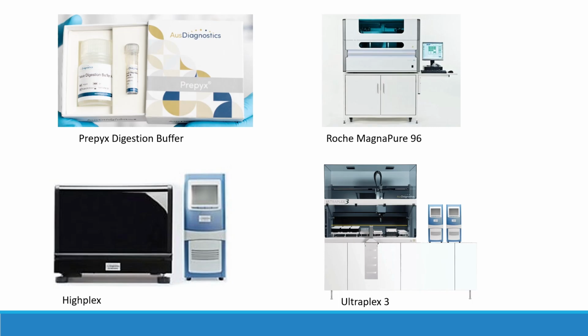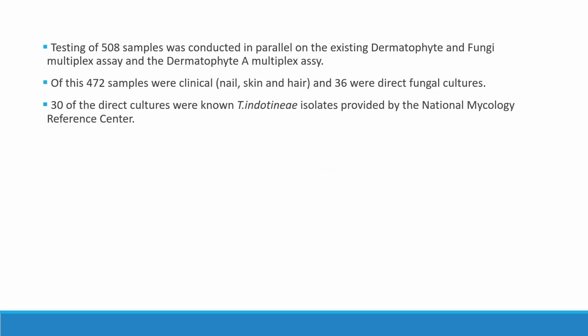So throughout the validation, 508 samples were conducted and run in parallel on the existing Dermatophytes and other fungi 12-well multiplex PCR assay and the Dermatophyte A multiplex PCR assay. Of 472 of these 508 samples, they were all clinical in nature, either being nail, skin or hair, like I said earlier, whilst 36 of them were direct fungal cultures. 30 of those direct fungal cultures were known Trichophyton indotineae isolates that were provided graciously by the National Mycology Reference Centre over in South Australia.